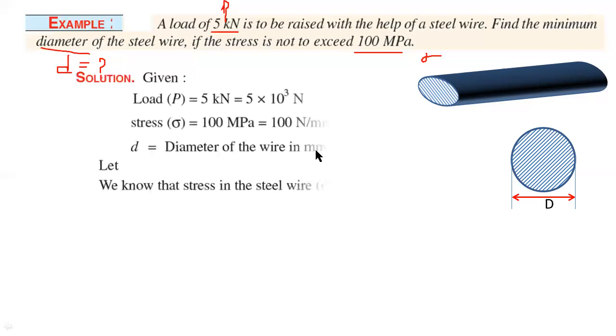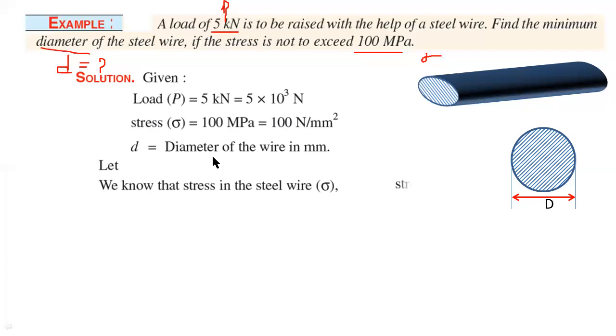So from given data, load P equal to 5 kilonewtons. 1 kilonewton equal to 1000 newtons, so 5000 newtons, and stress equal to 100 megapascal. 1 megapascal equal 1 Newton per mm square or 10 power 6 Newton per meter square. And here small d or capital D equal to diameter of the wire.